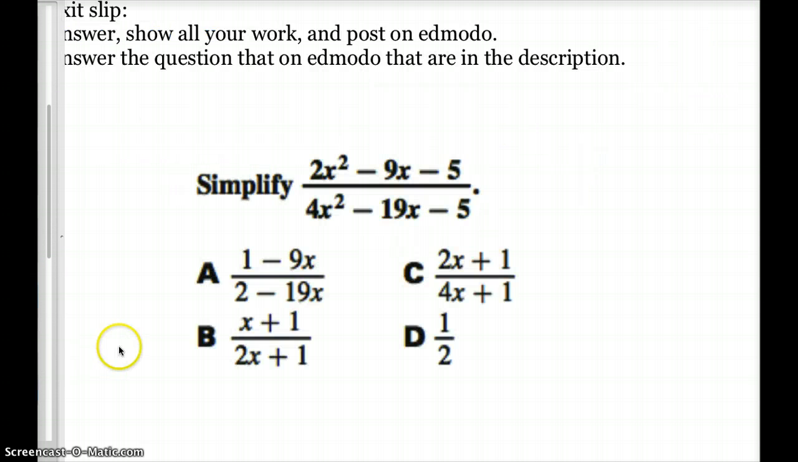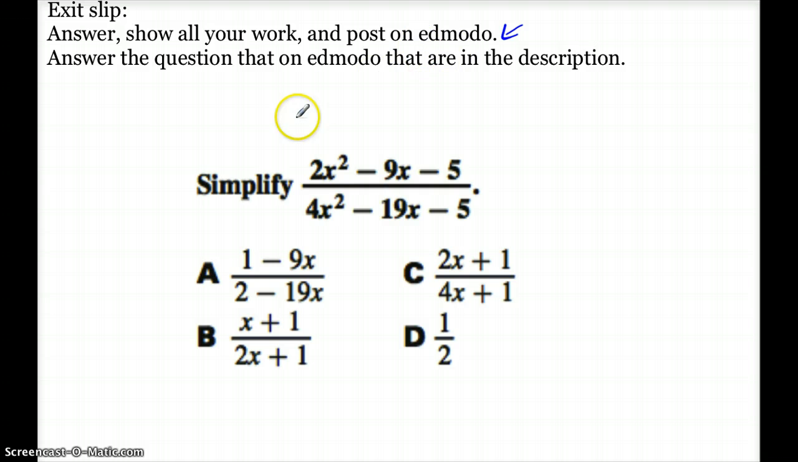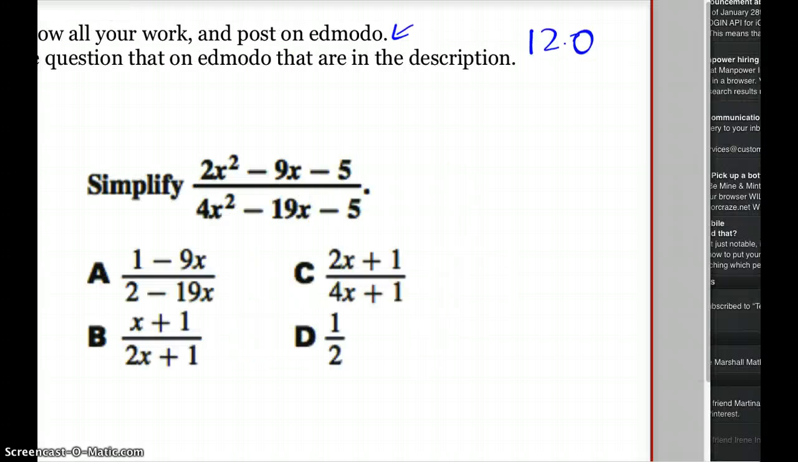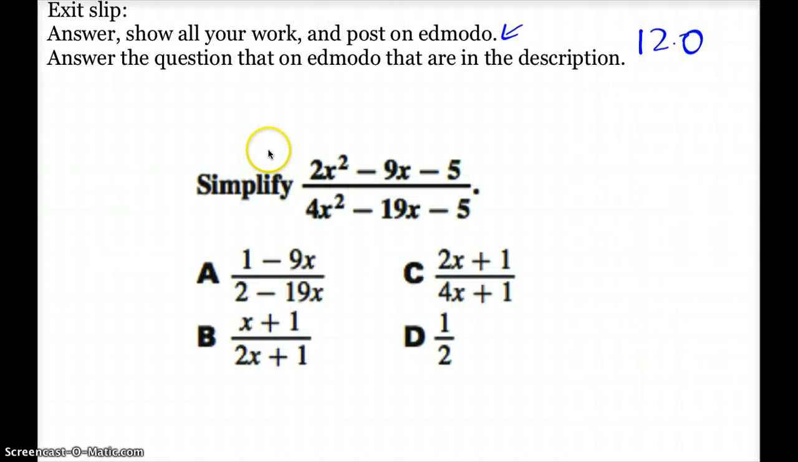This is your exit slip. Again, show all your work, post on Edmodo. These are your only grades for this standard, for standard 12.0, okay, until you take your test. So these are very, very important. There are 2 questions on there as well. Complete the sentence type stuff. If you don't answer those questions, I'm just going to mark it 0. That's very important. It helps me guide what you're thinking. Lets me know what I need to work on the next time, etc.